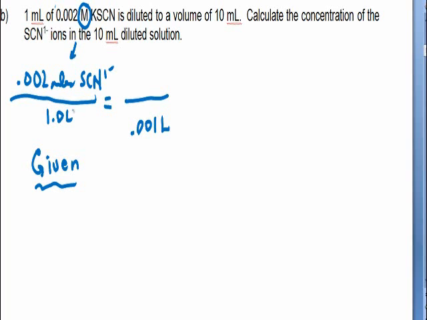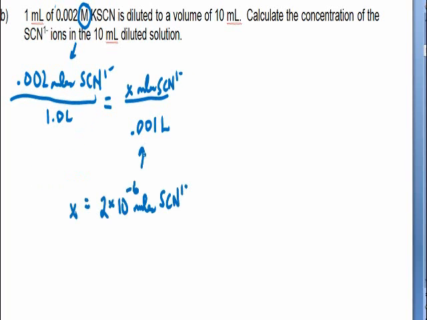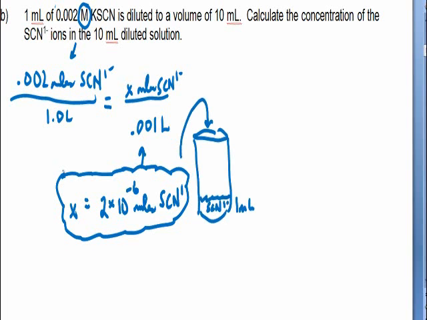So if we know that there's 0.002 moles of thiocyanate in 1 liter, there's going to be X moles of thiocyanate ions present in a sample that's 0.001 liters in volume. Solving for X gives us 2 times 10 to the minus 6 moles of thiocyanate ions present in the 1 milliliter sample. The 1 milliliter sample of thiocyanate we're now going to dilute until it has a volume not of 1 milliliter but of 10 milliliters.